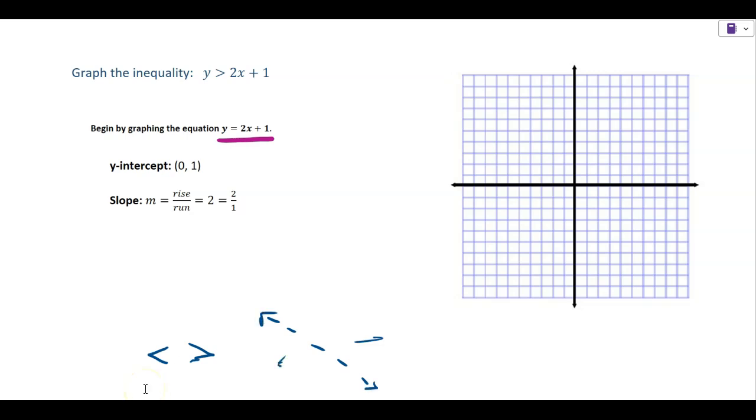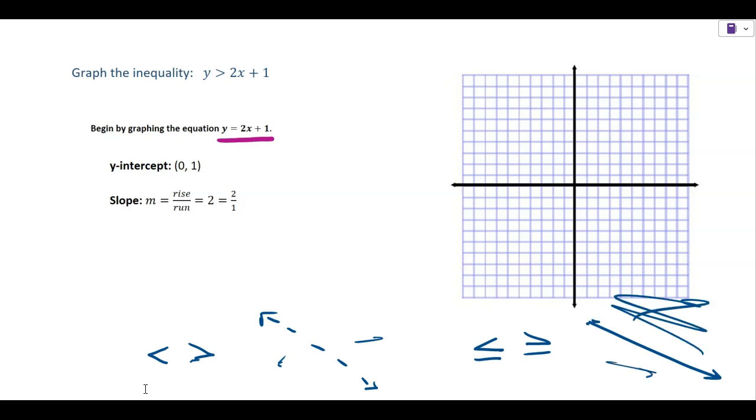When you have a less than or equal to, or greater than or equal to, when you go to graph your line, you'll use a solid line, and then you'll fill in above or below, depending upon what your inequality is.